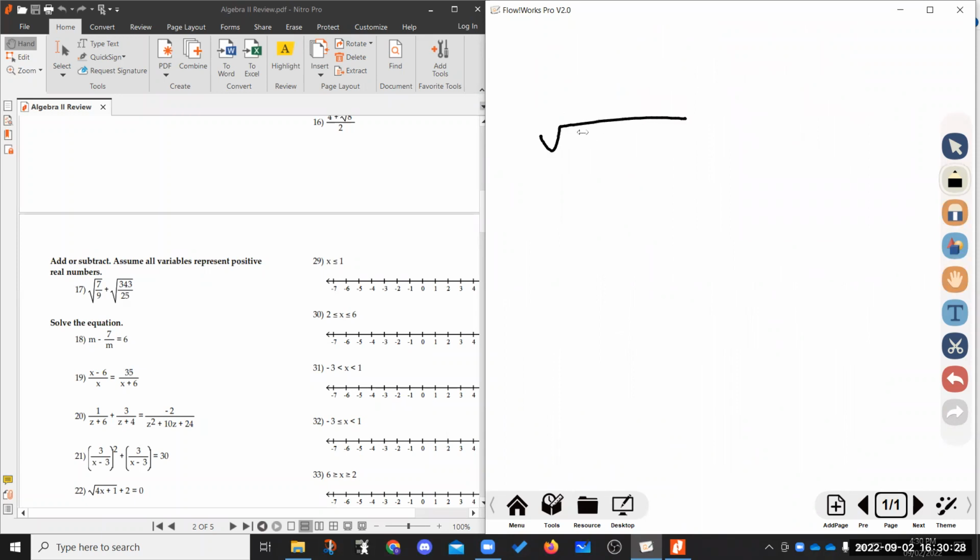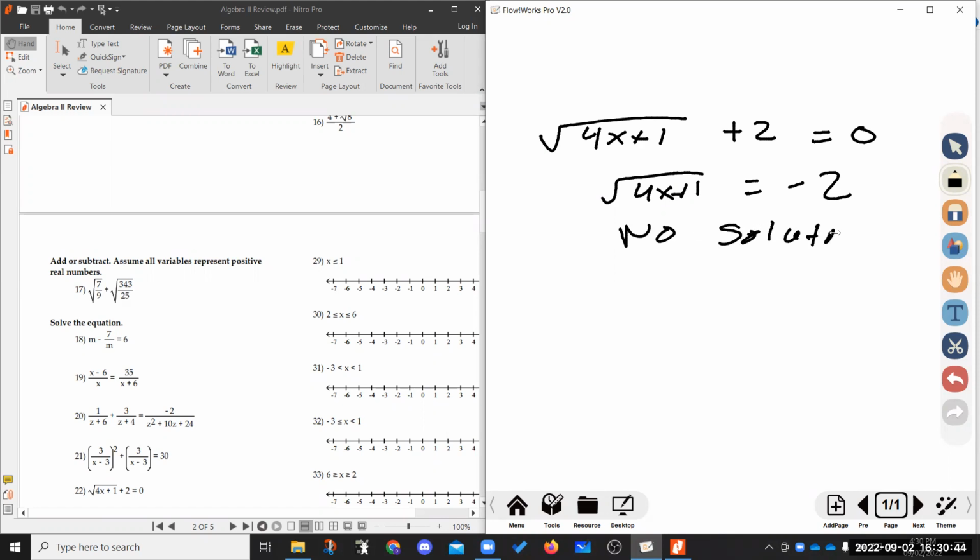Now for number 22, 4x plus 1 inside of a square root sign plus 2 on the outside is equal to 0. We're going to have a problem. The square root of 4x plus 1 is equal to a negative 2. I don't think so. There's no solution to that because I shouldn't be able to take a principal square root here and get a negative answer. So there's no solution to that.